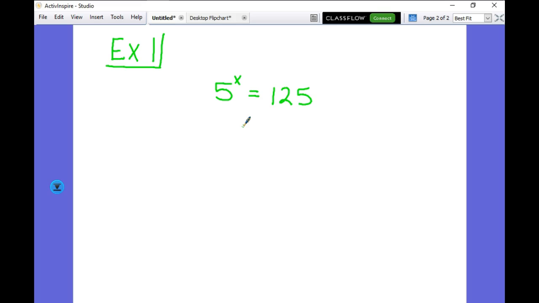Does anybody know the answer already? Yeah, 3. It's 3. Okay. But I'm going to show you a strategy. The strategy is this. You want to make the bases match.